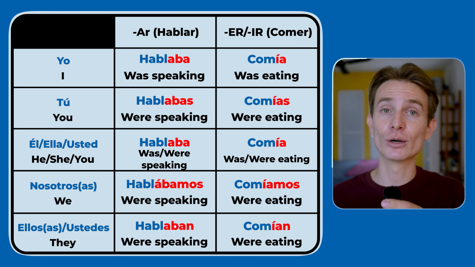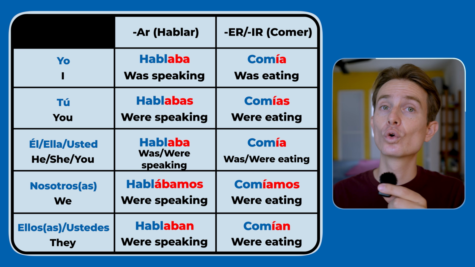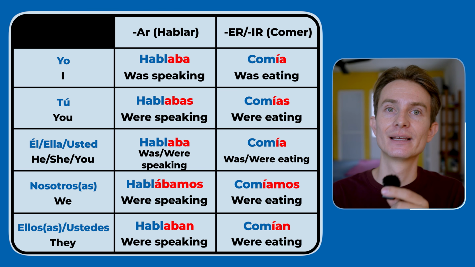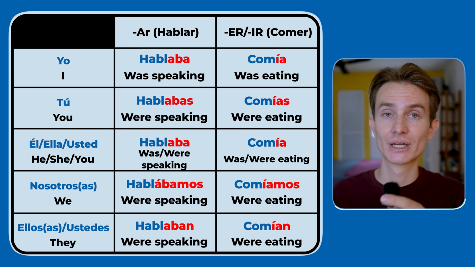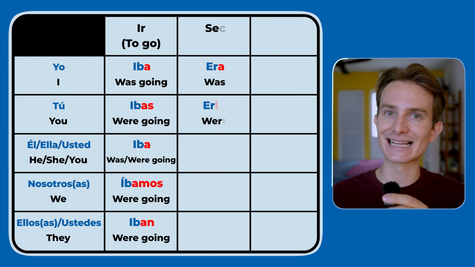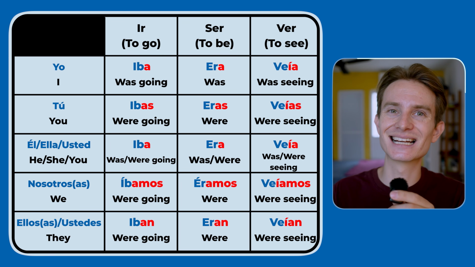And for an ER verb, we could say something like yo comía, tú comías, él, ella, usted comía, nosotros comíamos, ellos, ellas, ustedes comían. And I have some really good news for you. There are only 3 irregular verbs in the imperfect tense. Ir, ser, and ver, which I don't really count ver. So really it's just ser and ir.